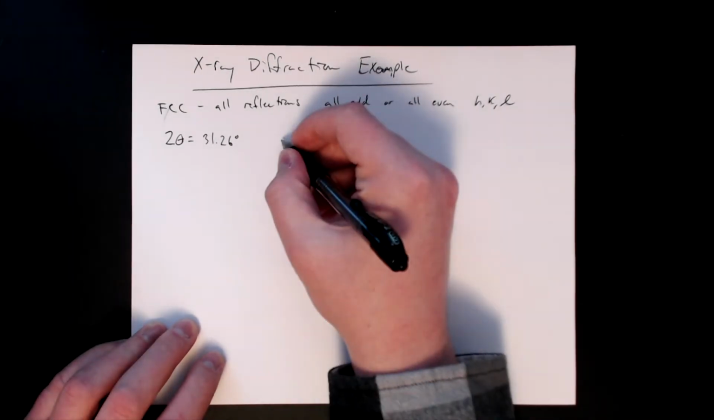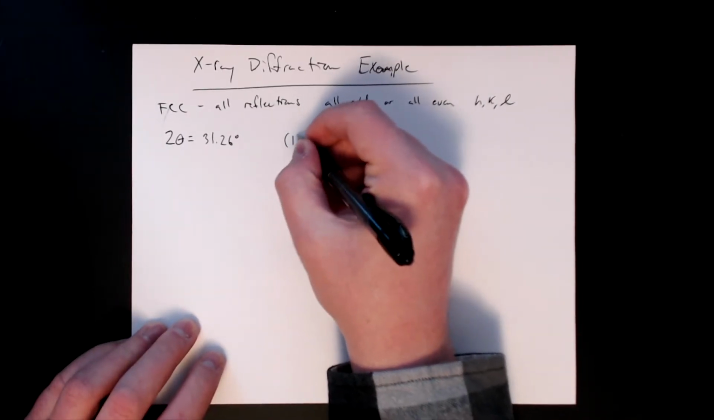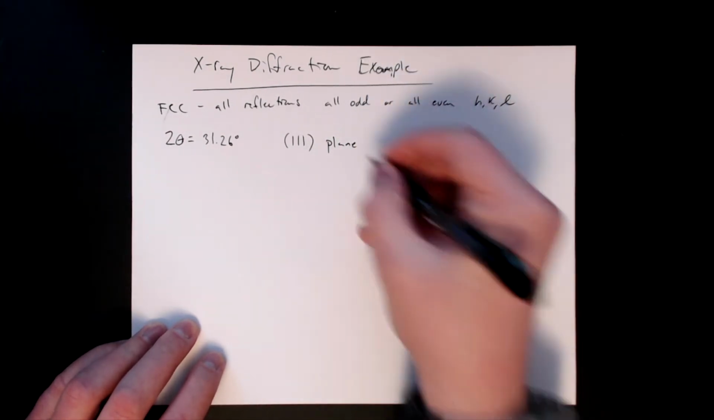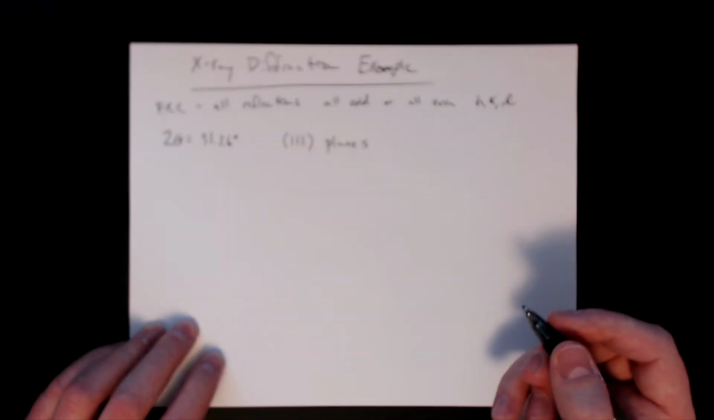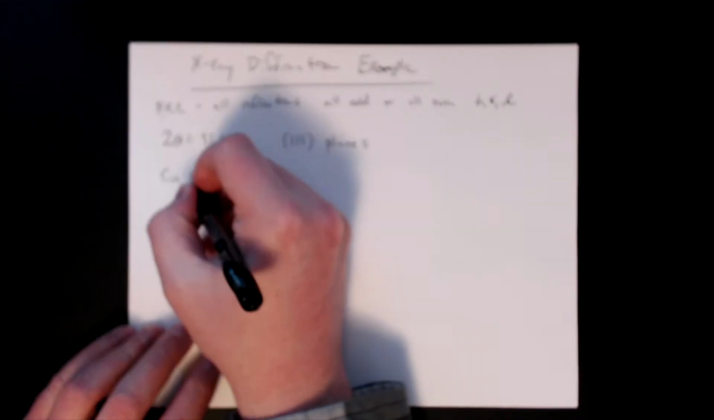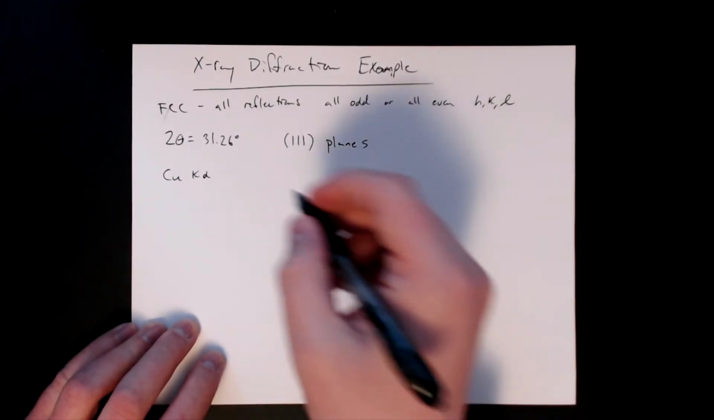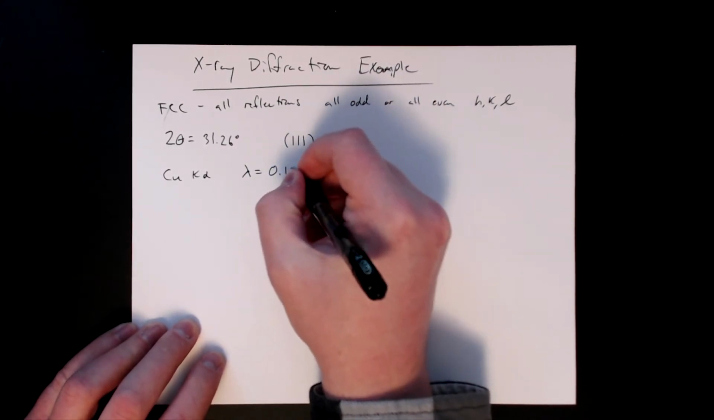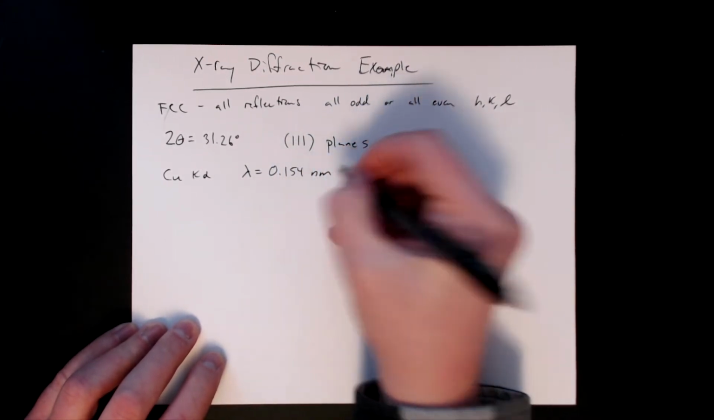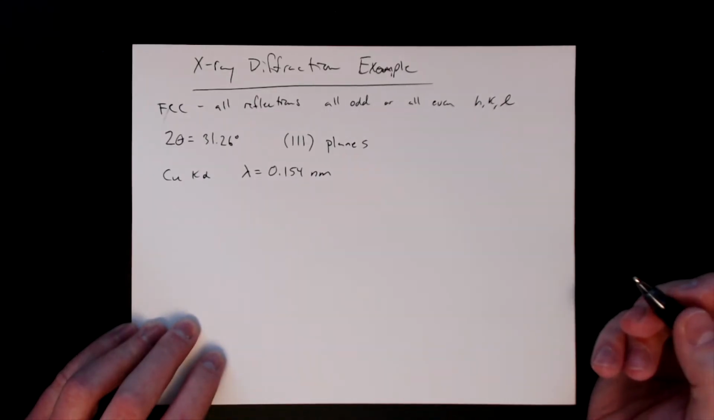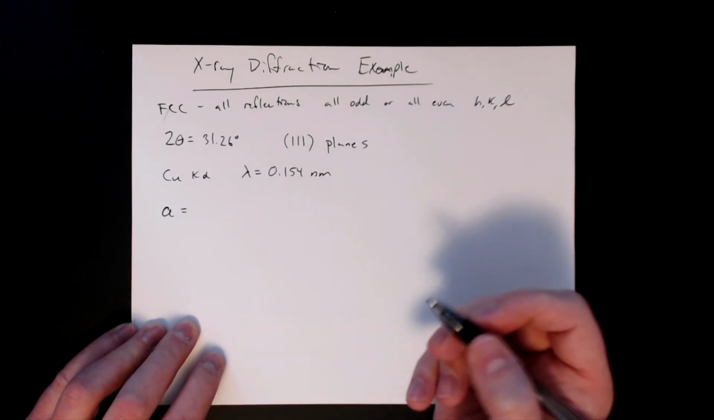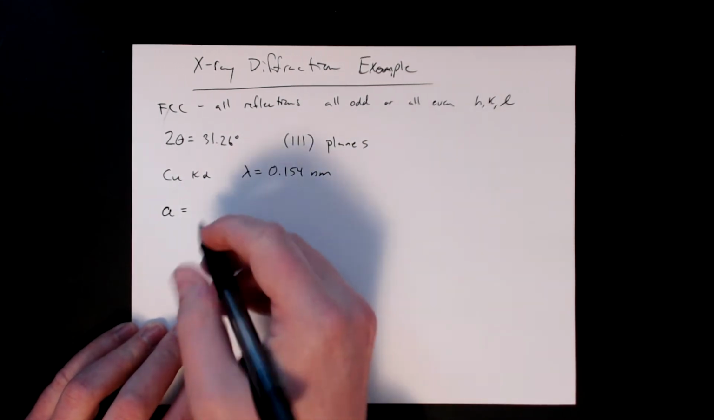We also know that it was the 111 plane, since it was labeled as such. We also used copper K alpha radiation, which had a wavelength, lambda, of 0.154 nanometers. And what we want to calculate is the lattice parameter, a, since it's cubic.